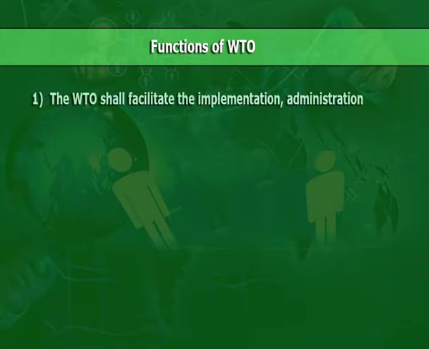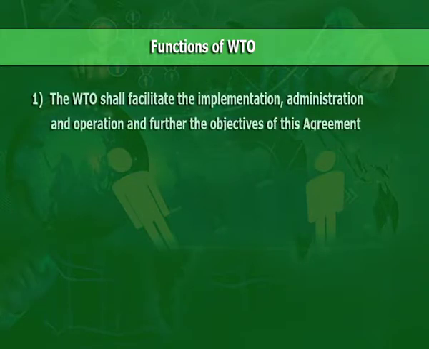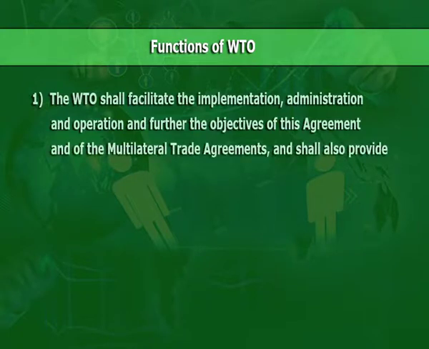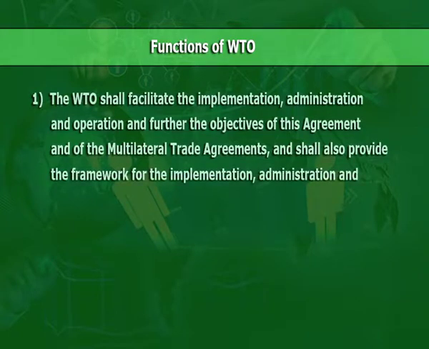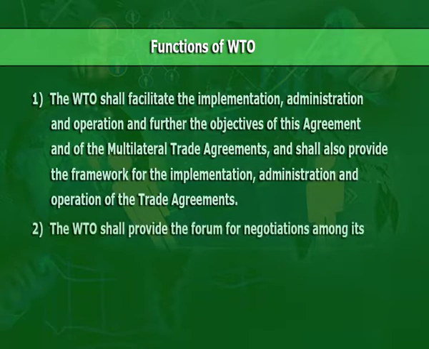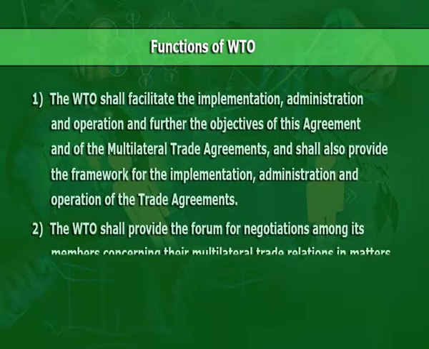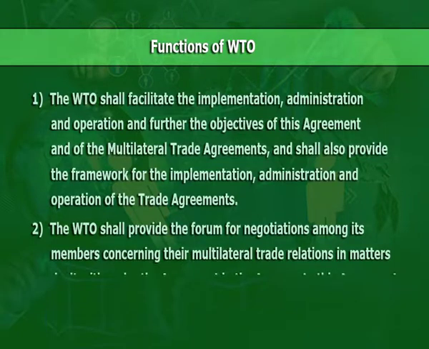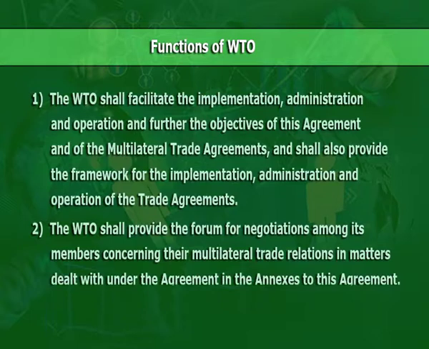Function number 1 is the WTO shall facilitate the implementation, administration and operations and further the objectives of this agreement and of the multilateral trade agreements, and shall also provide the framework for the implementation, administration and operation of the trade agreements. The second function of WTO is the WTO shall provide the forum for negotiations among its members concerning their multilateral trade relations in matters dealt with under the agreement in the annexes to this agreement.